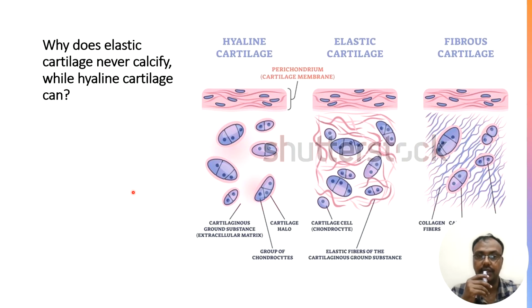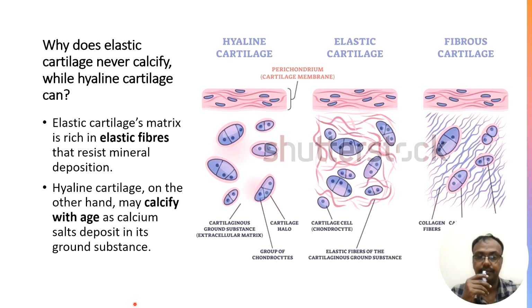Why does elastic cartilage never calcify while hyaline cartilage can? Elastic cartilage matrix is rich in elastic fibers, as in this diagram, that resist mineral deposition. Whereas hyaline cartilage can get calcified with age as calcium salts deposit in the ground substance.